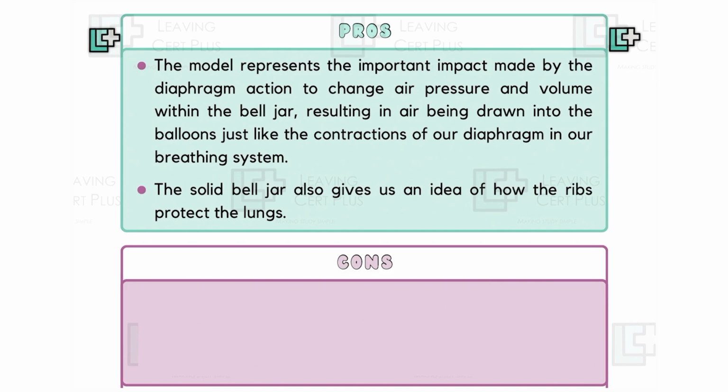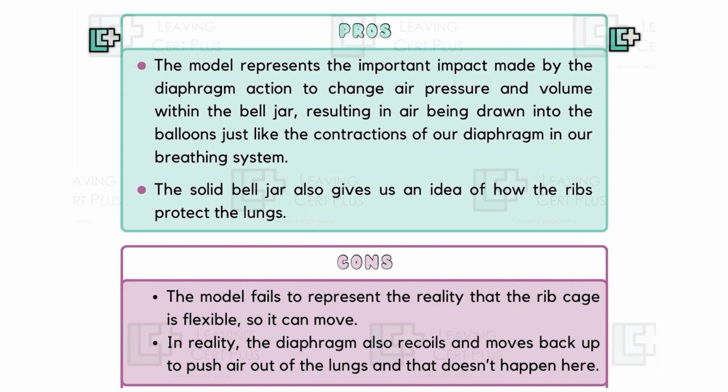However, there are of course cons. The model fails to represent the reality that the rib cage is flexible, so it also moves. And in reality, the diaphragm also recoils and moves back up to push air out of the lungs, and that doesn't actually happen here. You have to help it along. So pros and cons, just like every single type of model.